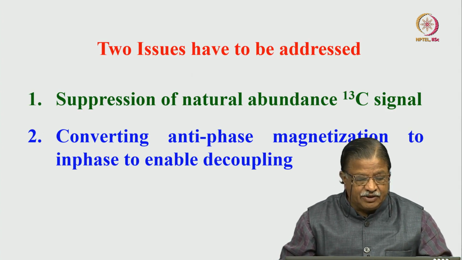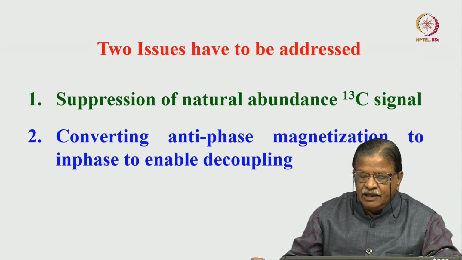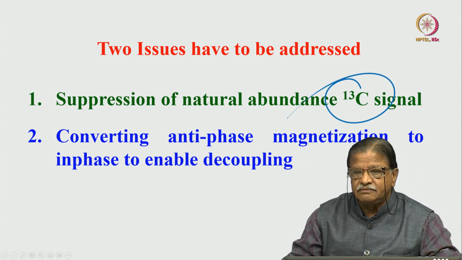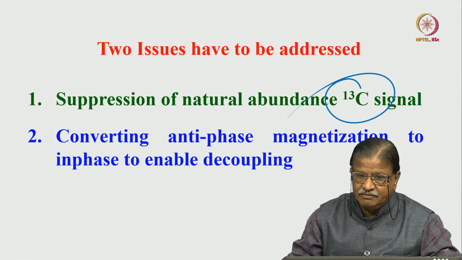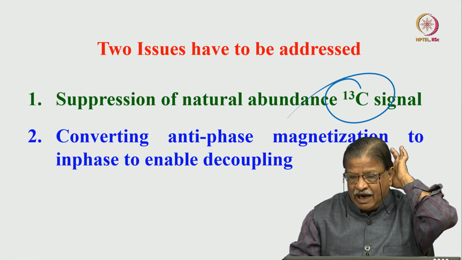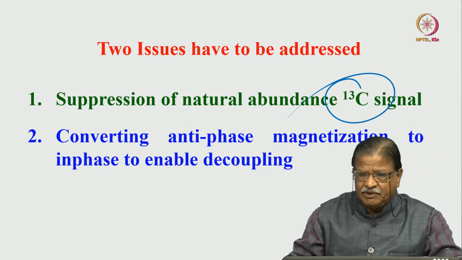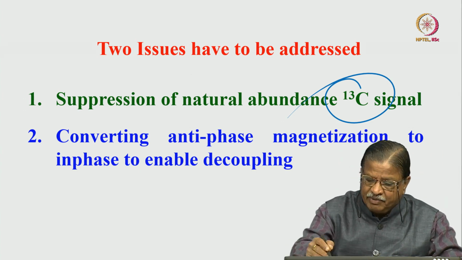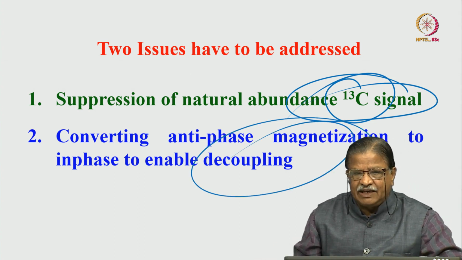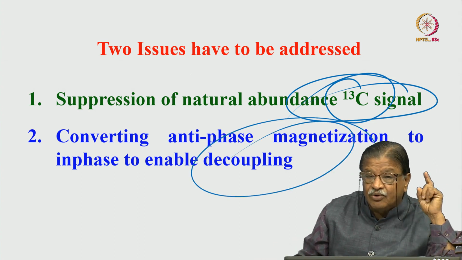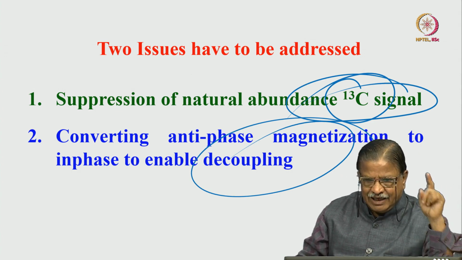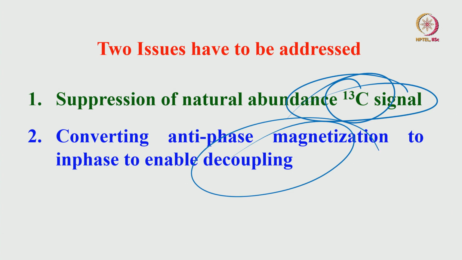And another issue is there is also natural abundance carbon signal coming. That also we have to suppress. If you do not suppress it, the polarization transfer won't be 100%. We will not be seeing the 100% transferred signal. So, we have to suppress the natural abundance carbon 13 signal, and also we have to convert the antiphase to in phase to go through the decoupling. This is what is important we do. So, in the next class I will discuss how we do this.